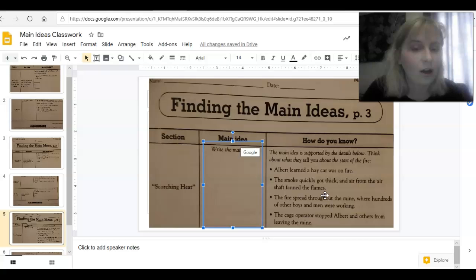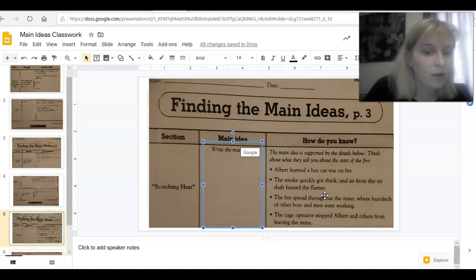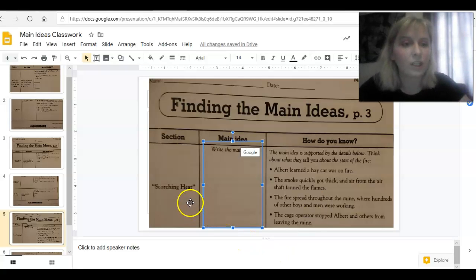Albert learned a hay car was on fire. The smoke quickly got thick, and air from the air shaft fanned the flames. I'm noticing so far they're both talking about the fire. Next one, the fire spread throughout the mine where hundreds of other boys and men were working. Still talking about the fire. The cage operator stopped Albert and others from leaving the mine. Okay, so this has something to do with the fire, and the section is called scorching heat.